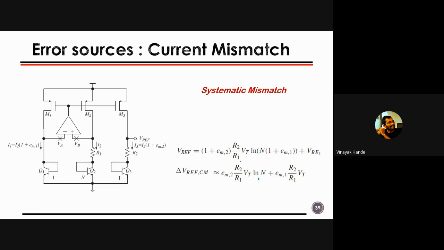Then what is the solution? The solution is again similar: you have to reduce the value of R2 by R1, right? You can scale the value of R2 by R1 by some factor, then you can have a lesser mismatch, lesser deviation of the reference voltage from its mean value. But from here, you can easily say that EM2 is contributing more to the variation as compared to EM1, and the factor is only ln of n.